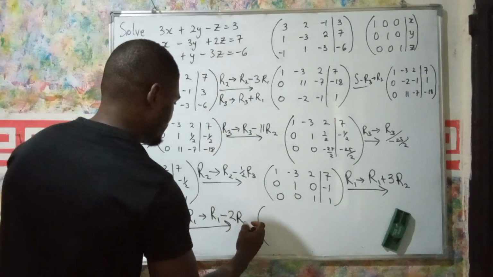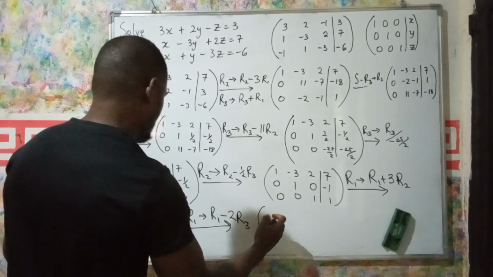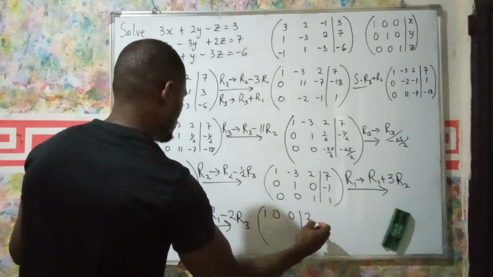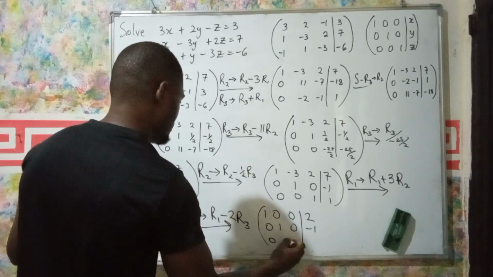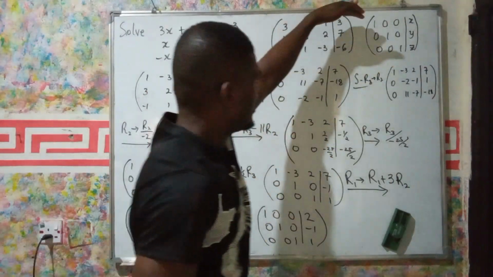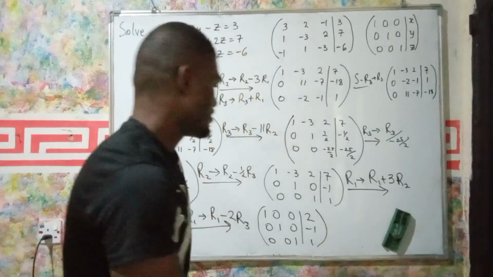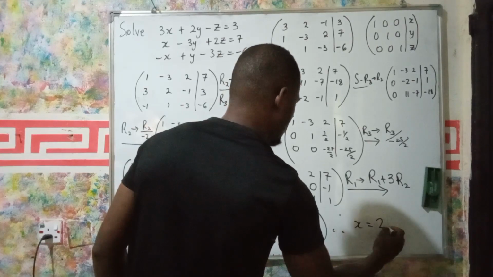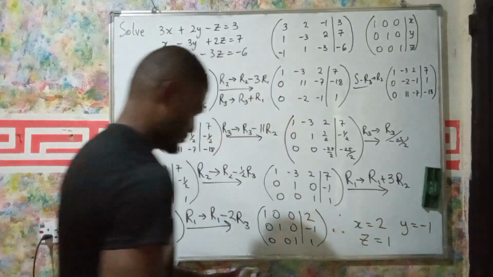So we'll put it down: 1, 0, 0, 2, and 0, 1, 0, minus 1, 0, 0, 1, 1. Here, just like we said, the first value will represent our x, this value will represent our y, and this will represent our z. We can then say that therefore x equals 2, y equals minus 1, and z equals 1.